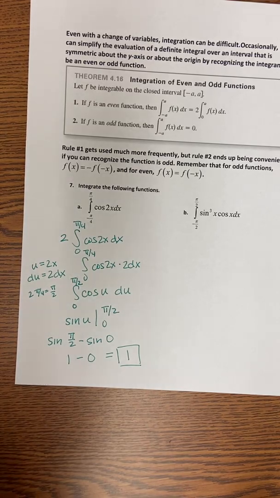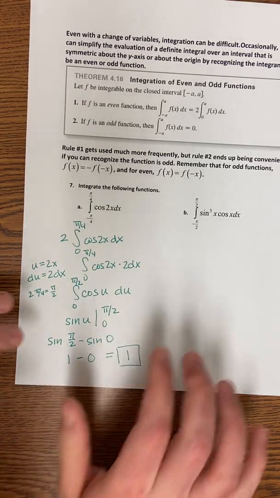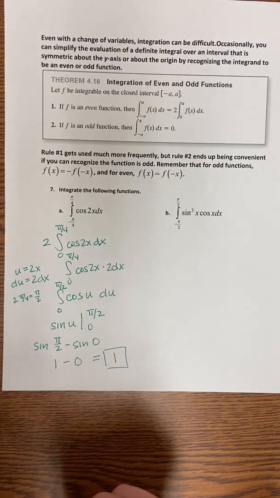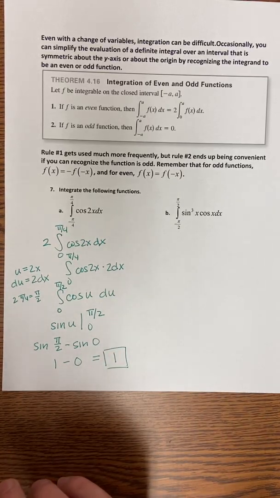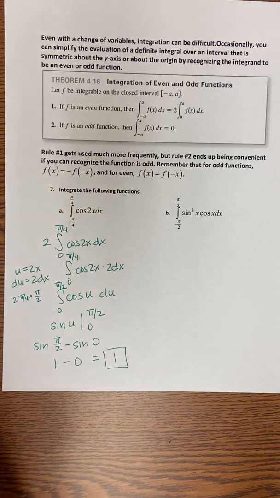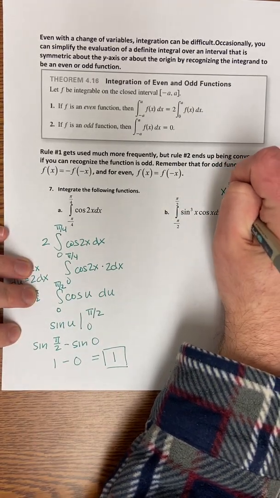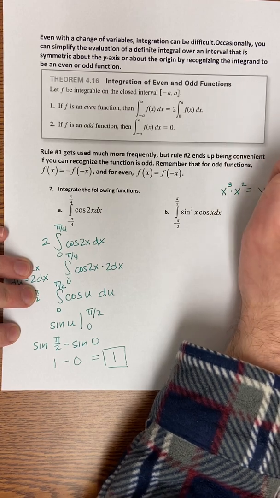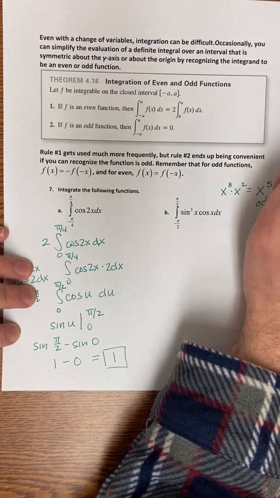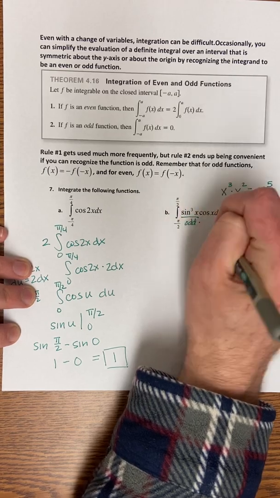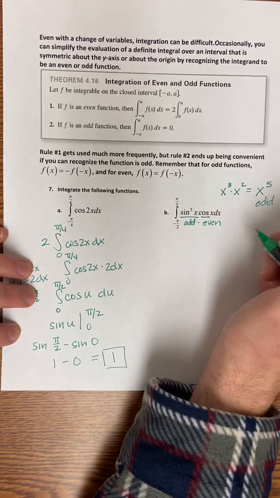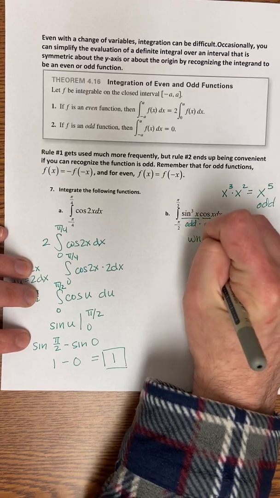Lastly here, the integral from negative pi over 2 to pi over 2 of sine cubed x cosine x. Okay, so let's talk about, is this even or odd? And then the question becomes, sine is odd, cosine is even. What happens if you take an odd times an even? Well, think x cubed is odd, x squared is even. What happens when you multiply them? You get x to the 5th, which is odd. So generally speaking, this is odd times even, so the product is odd. So this whole function is odd.